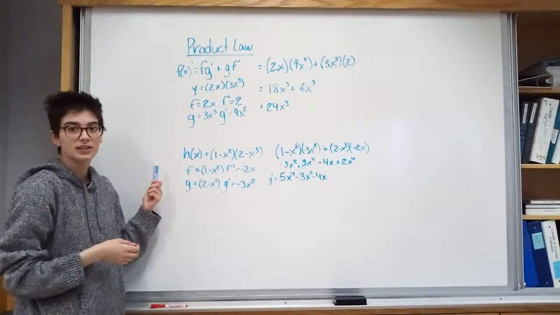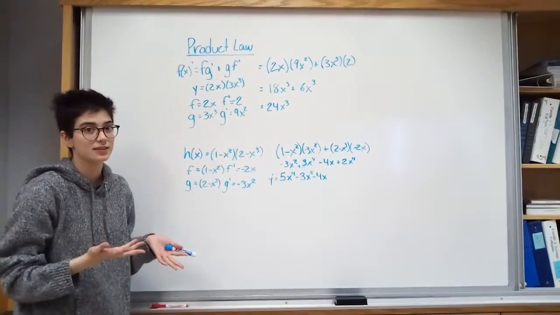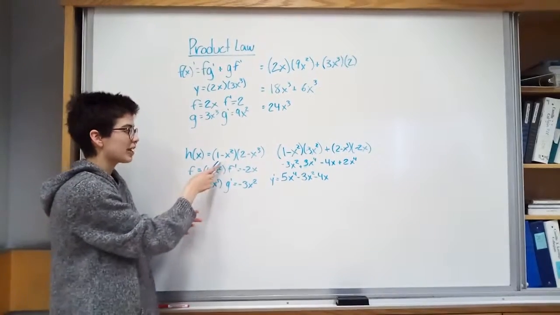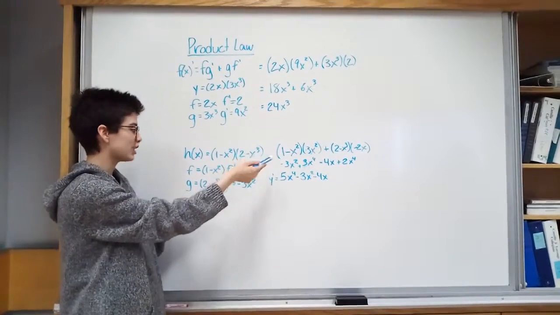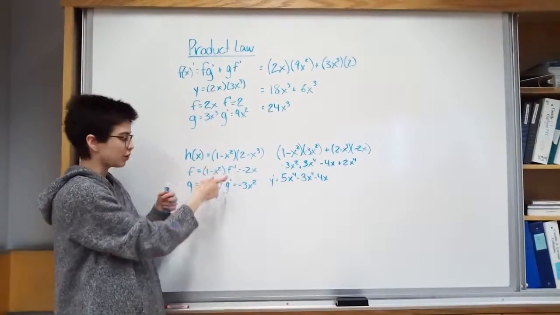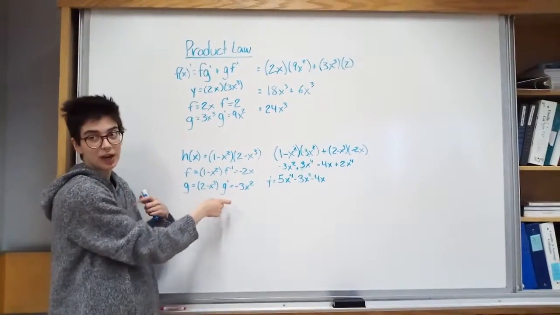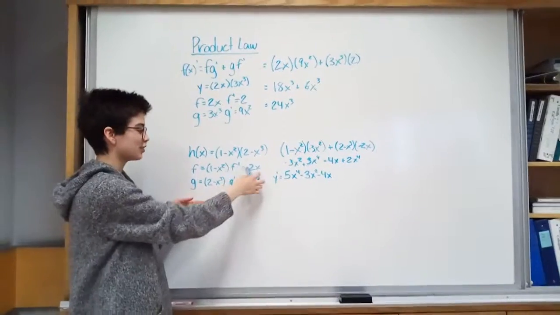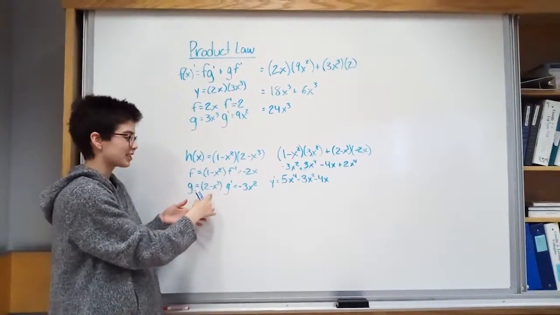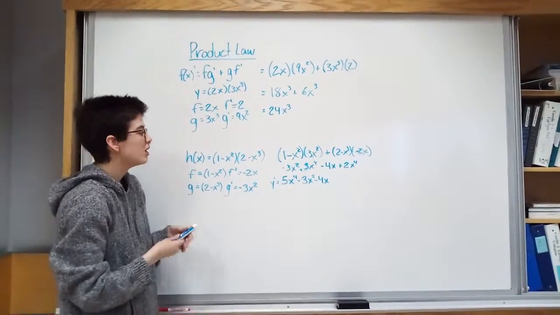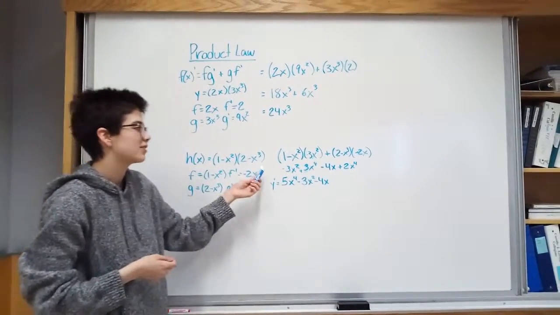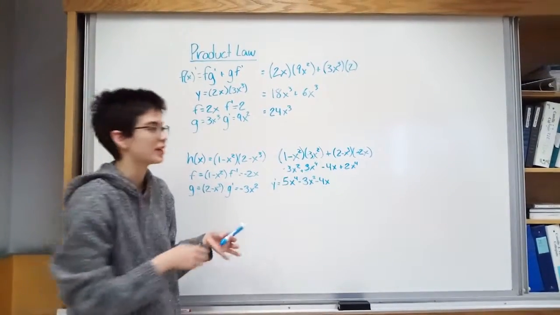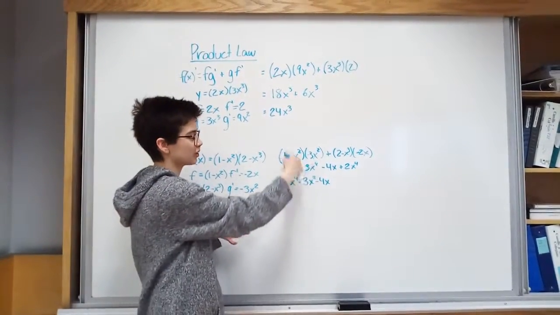For this other one, it's a little bit more complicated, but it's the exact same process. We have 1 minus x squared times 2 minus x cubed, and we simplified these into our f and g and f prime and g prime once again. So we have 1 minus x squared and negative 2x, and also 2 minus x cubed and negative 3x squared. Once you plug these into the formula, it does look a little bit daunting to have these all together, but we did the same thing as we did before, just multiplying them in.